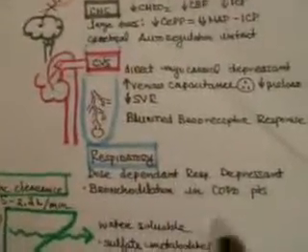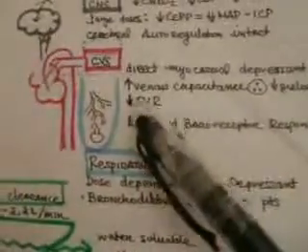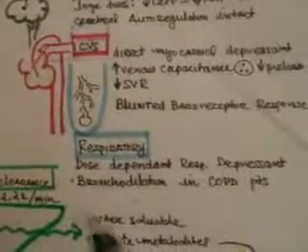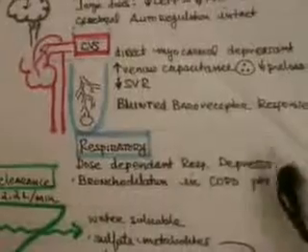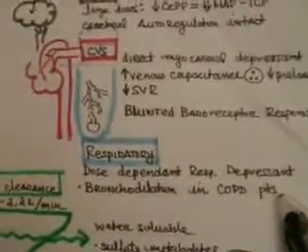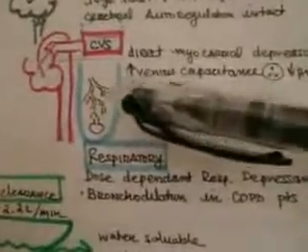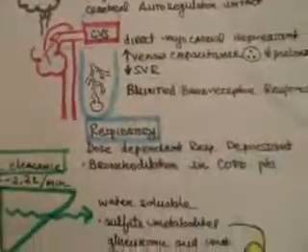As far as the respiratory system, propofol is considered a dose-dependent respiratory depressant. The interesting thing about propofol is that it's considered a bronchodilator. So this may be helpful in certain patients such as COPD. For example, asthmatic patients and patients with obstructive lung disease may benefit from propofol due to the bronchodilation.